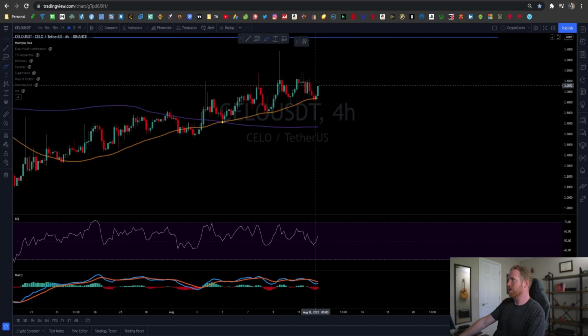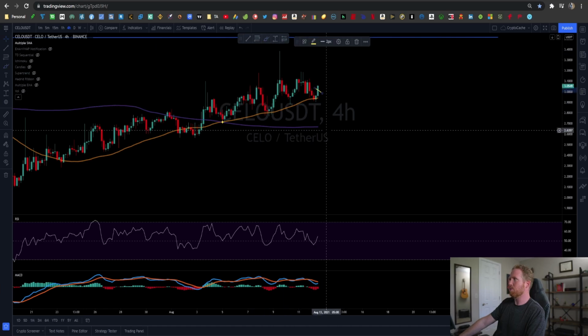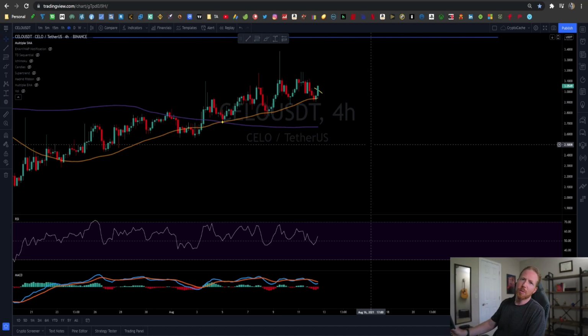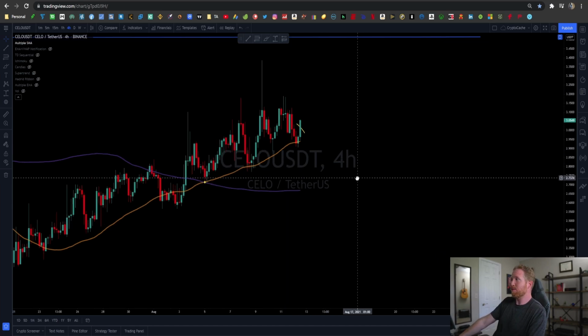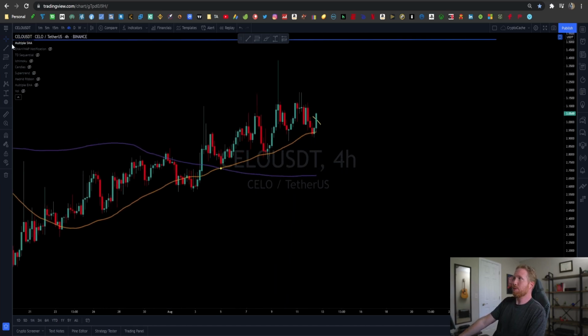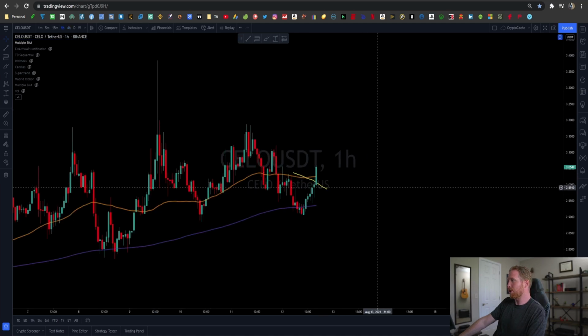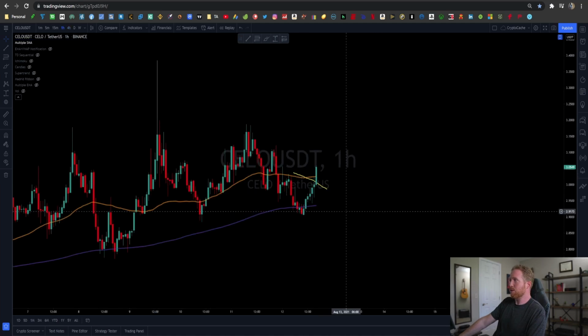Oftentimes I like to mark this and see where the 1-hour chart coincides with the Ichimoku cloud. We'll take a look at that next, but again, that's a really good sign that we might have a convergence occurring on CeeLo on the 4-hour chart, which is a strong indication to go long and that it might break out soon.